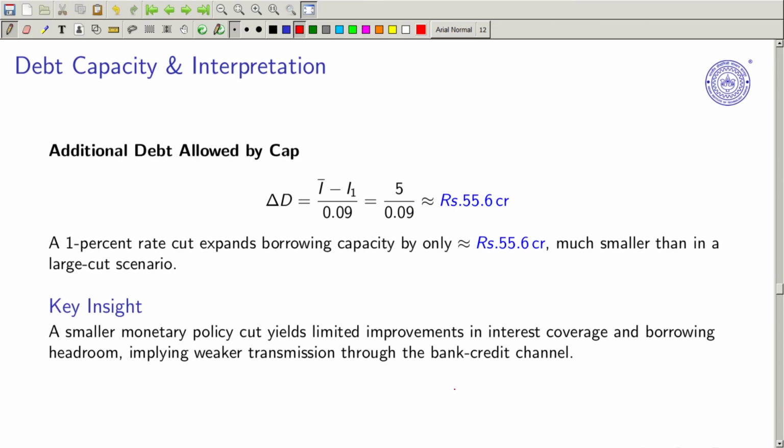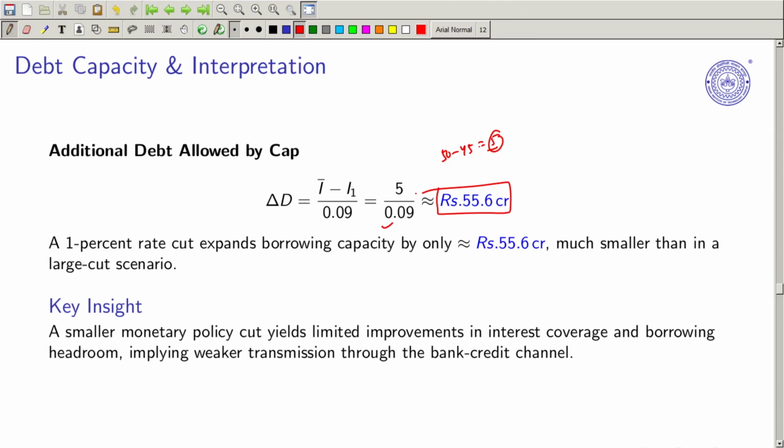And debt capacity: how much additional debt do we have? The additional interest room is 50 minus 45, which is 5 crore, at a 9% rate of interest. So the additional debt you can borrow is around 55.6 crore. You can see how sensitive investment in the economy is to even a 1% rate cut.